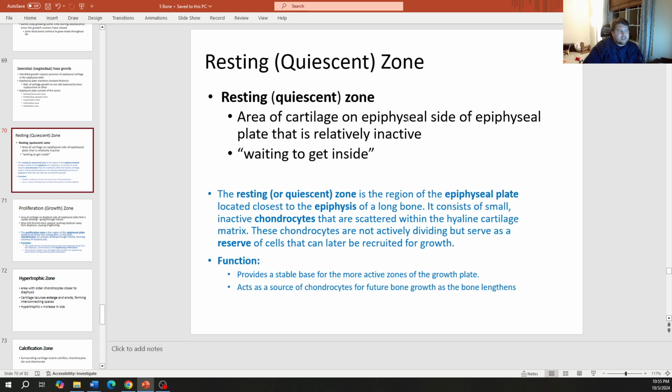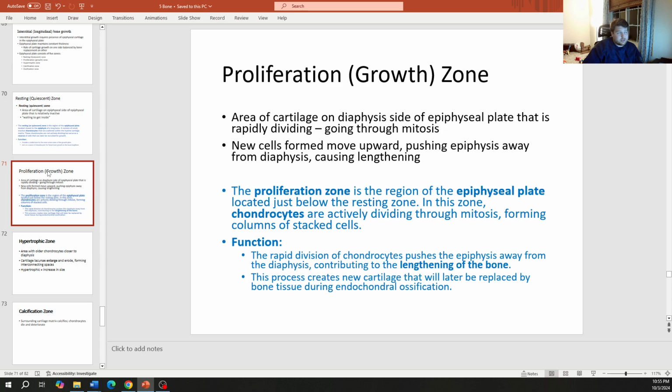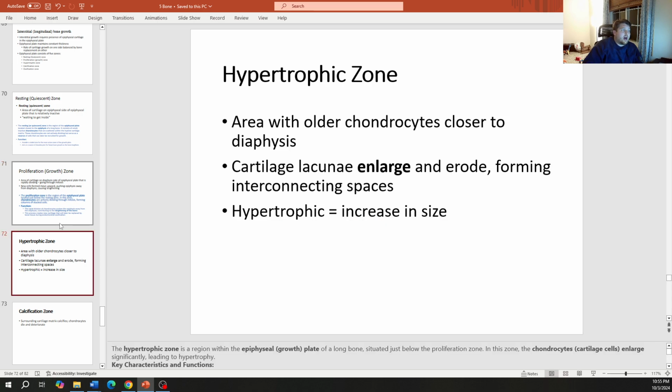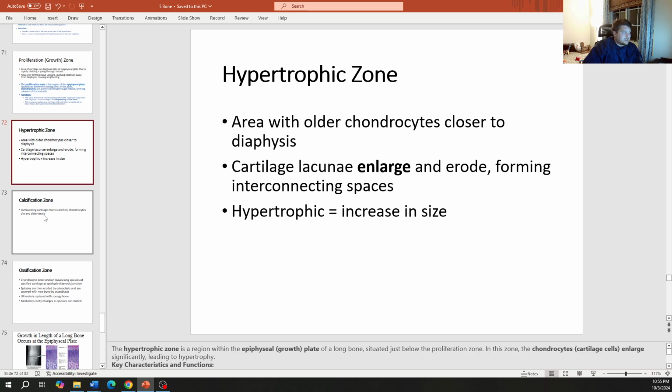So we have a resting or quiescent zone. This is the area of the cartilage on the epiphyseal side of the epiphyseal plate that is relatively inactive. It's just waiting for its time. We have the proliferation or growth zone. You can imagine what's happening here. The cells are starting to grow. They're going through mitosis. They're replicating. The hypertrophic zone. The cells are enlarging. The cartilage is growing. It's increasing in size.